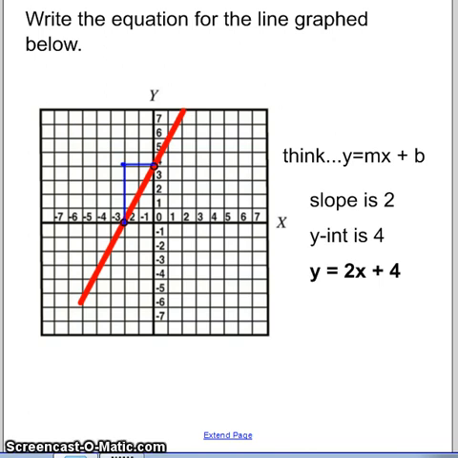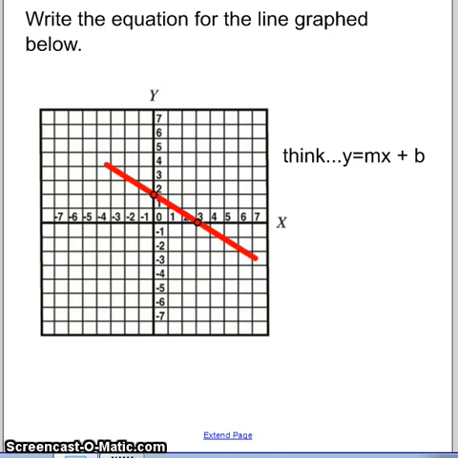Well, the y-intercept is pretty easy. The y-intercept's right here. It's 4. The slope, we go up 4 over 2. And again, 4 divided by 2 is 2. Once we know the slope and the y-intercept, we just write it in slope-intercept form. y equals 2x plus 4.